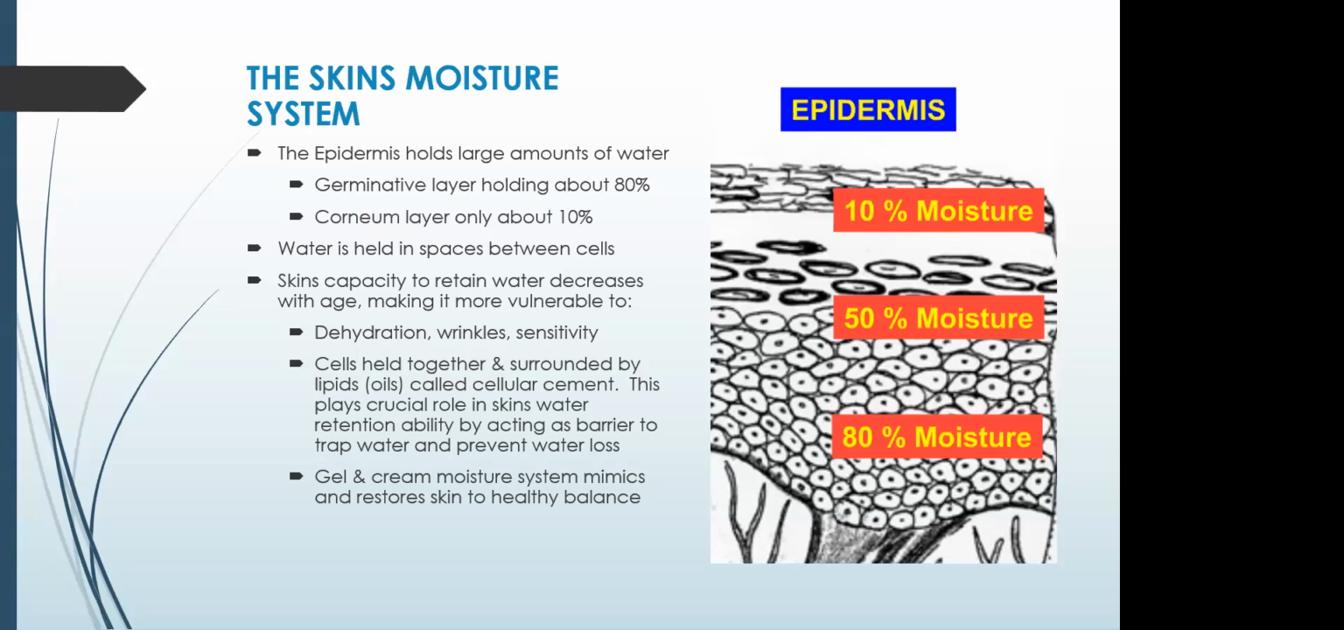Cells are held together and surrounded by lipids called cellular cement. This plays a crucial role in skin's water retention ability by acting as a barrier to trap water and prevent water loss. Gel and cream moisture systems mimic and restore the skin to a healthy balance.